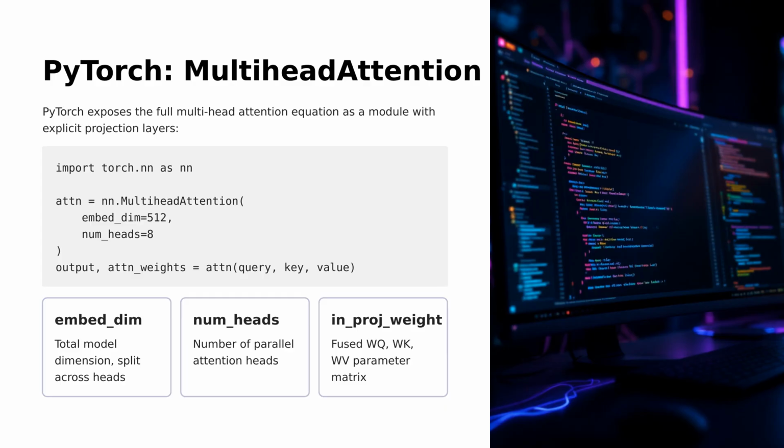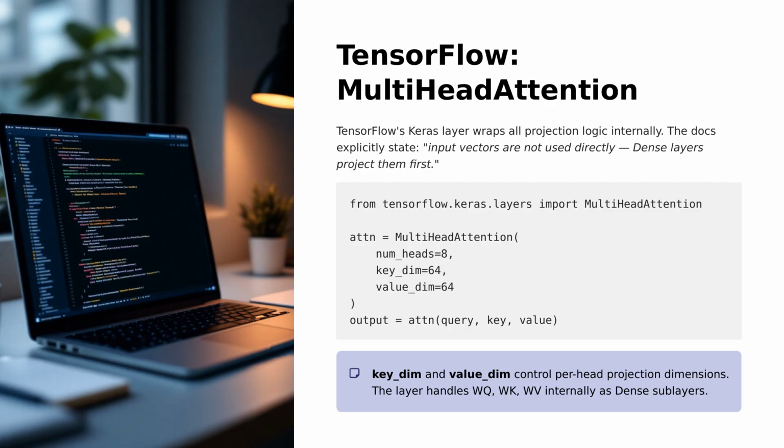PyTorch provides multi-head attention as a built-in module called MultiheadAttention. You set the total embedding size with embed_dim and choose how many parallel heads to split it into with num_heads. When you call the module with query, key, and value, it returns both the attention output and the attention weights. Internally, the in_proj_weight parameter combines the learned query, key, and value projection matrices into one fused tensor.